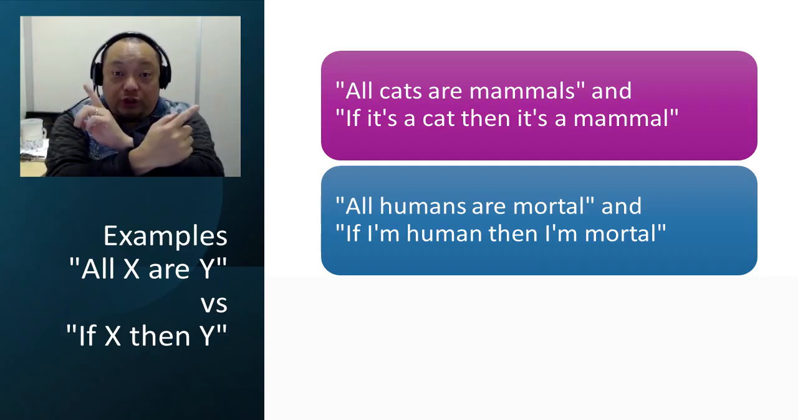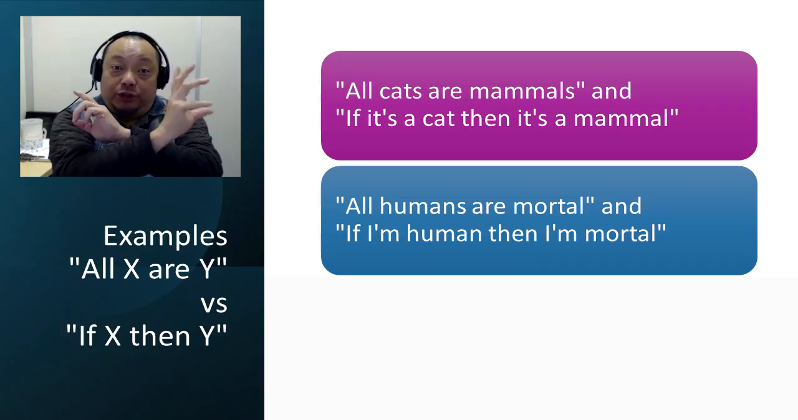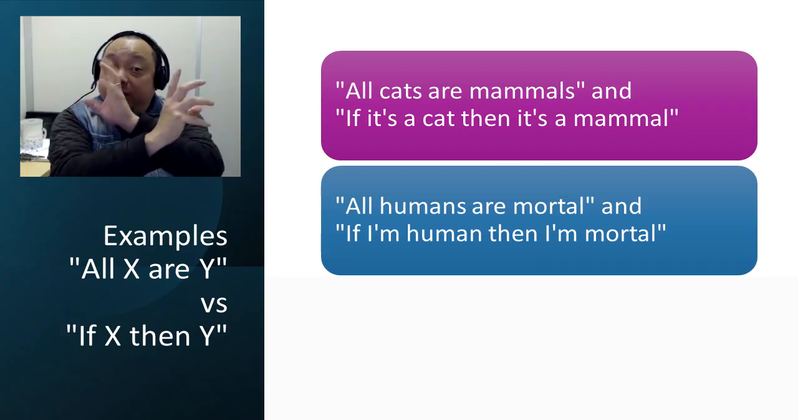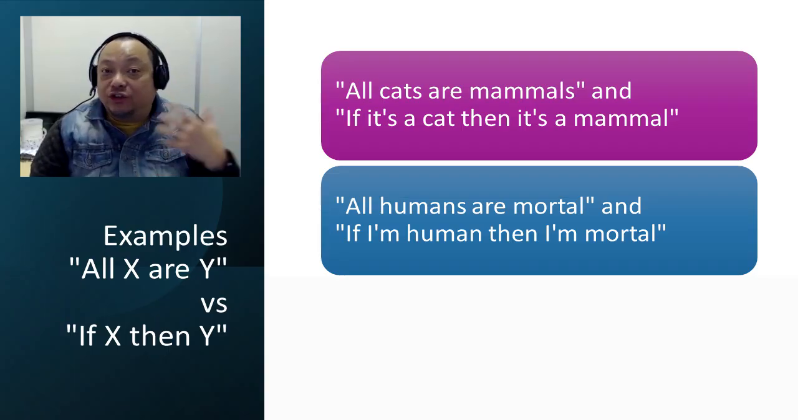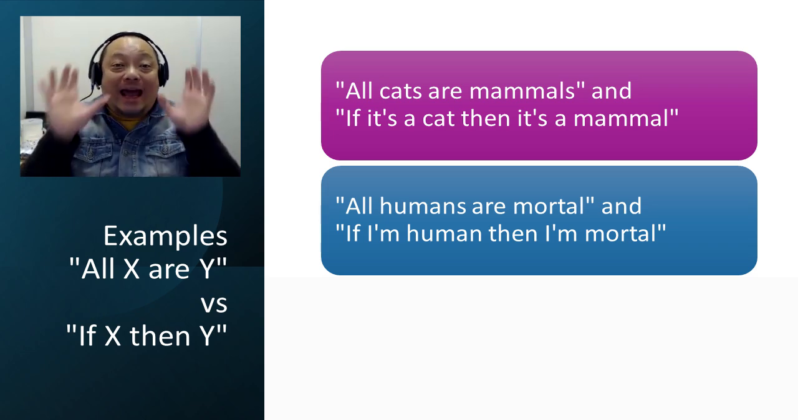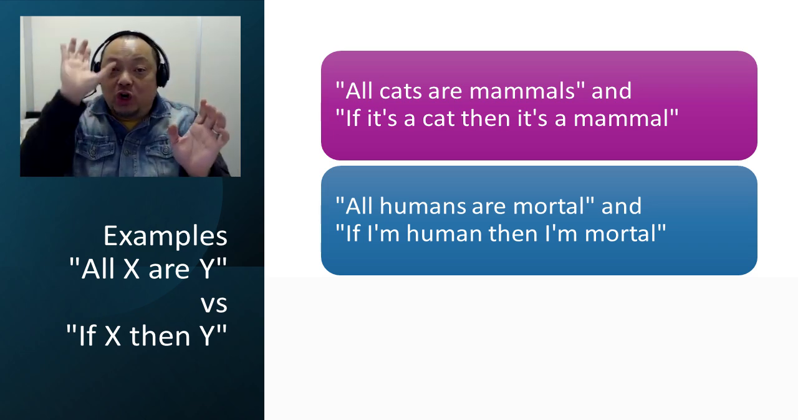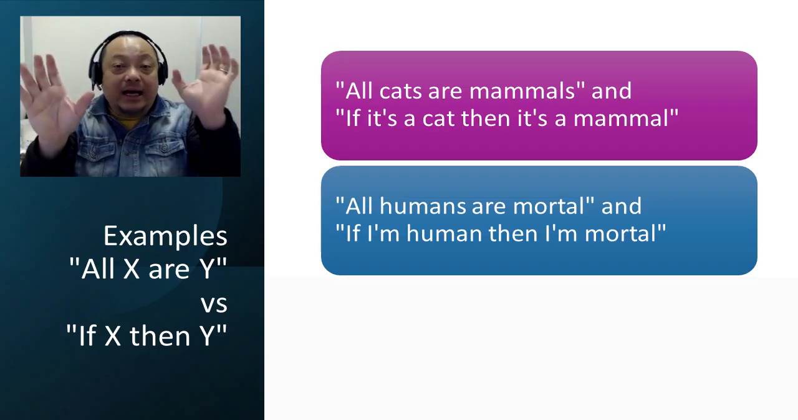Notice that if we switch the order, then it doesn't work. If I'm mortal, then I could be a human, sure, but I could also be a dog, a cat, a chimpanzee, any other animal. It has to be in the same order. All humans are mortal. If I'm a human, then I'm mortal.